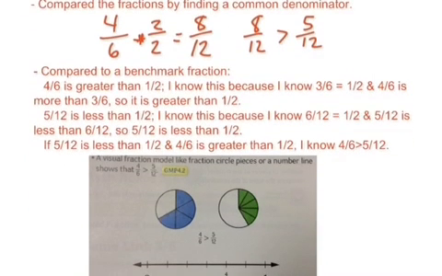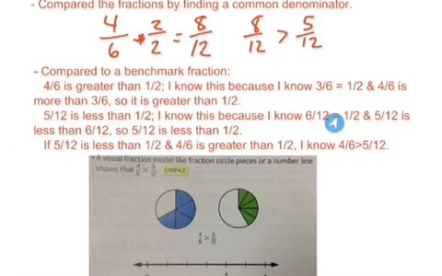Another option for this problem that I think would be pretty easy would be to compare to a benchmark fraction. 4/6 is greater than a half. I know this because I know 3/6 is equal to a half, and 4/6 is more than 3/6. Therefore, 4/6 is greater than a half. Same concept with 5/12, however, the other way. 5/12 is less than a half. I know this because 6/12 is 1/2, and 5/12 is less than 6/12. So 5/12 is less than a half.